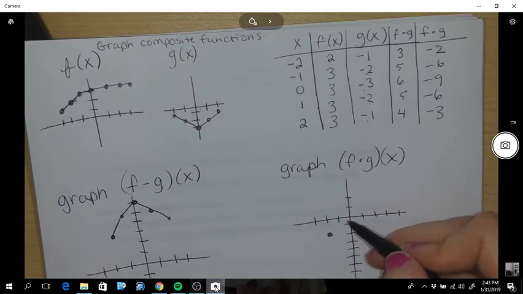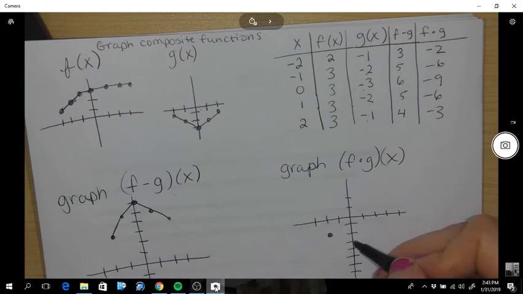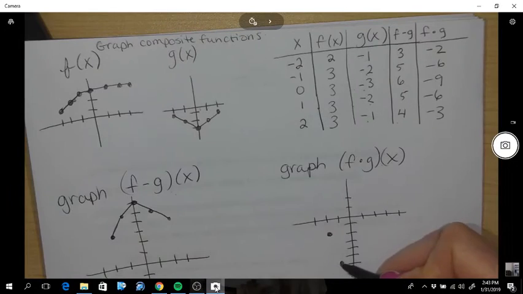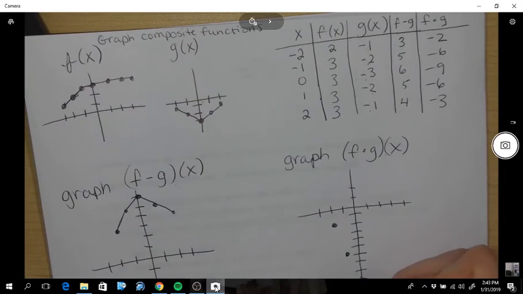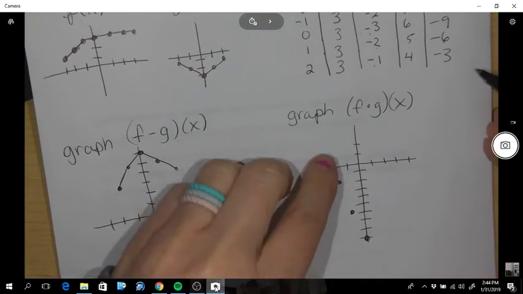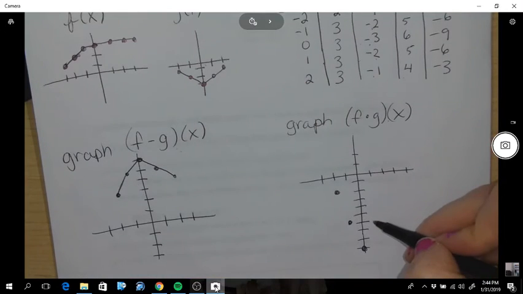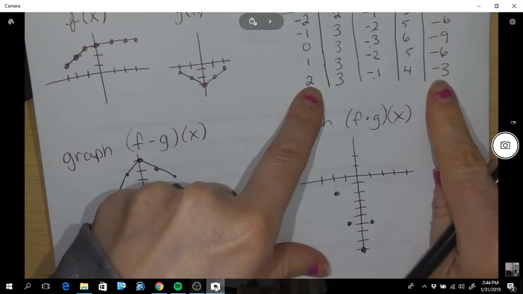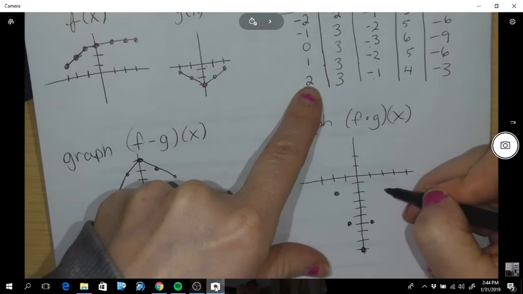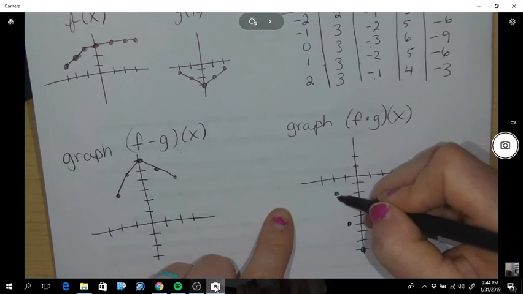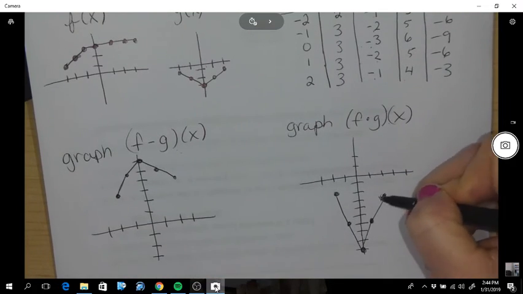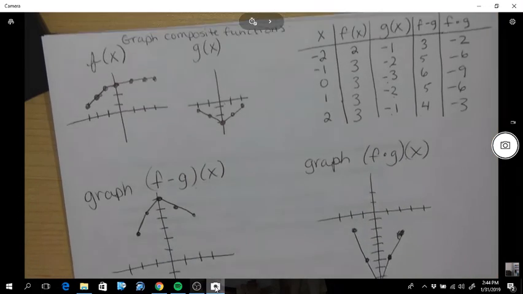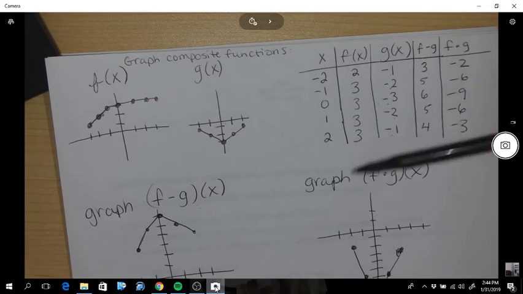-1, -6. It will have the point 0, -9. It will have the point 1, -6. And the point 2, -3. Okay, so that is how you can graph composite functions based on only having the graphs.